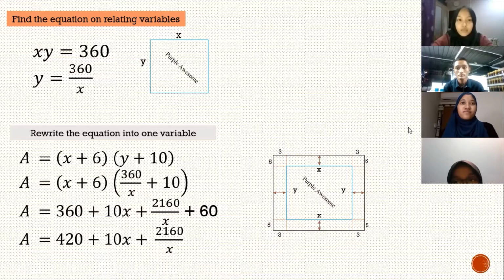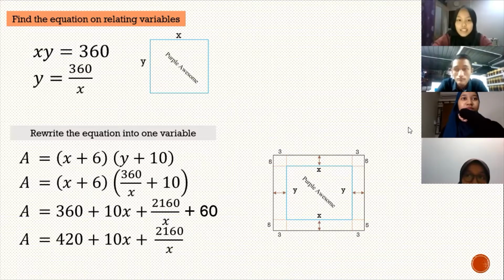Next, moving on to the second part, which is to rewrite the equation into one variable. As we can see, they have stated x plus 6 and y plus 10. Where do the 6 and 10 come from? We can see clearly from this diagram. We knew that x is referring to the length of the printable area, so we have to find the actual printable area.